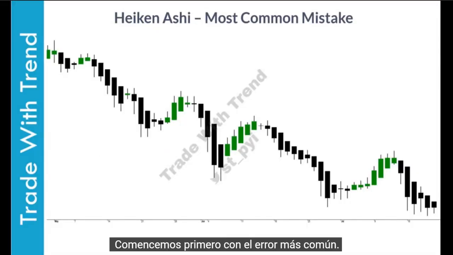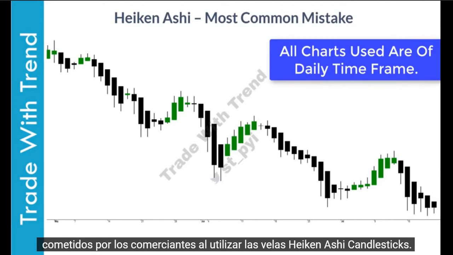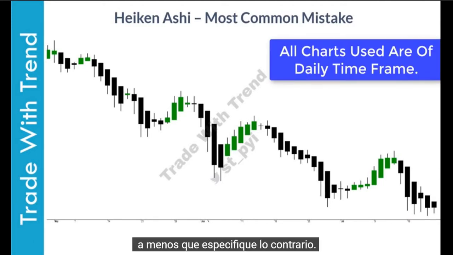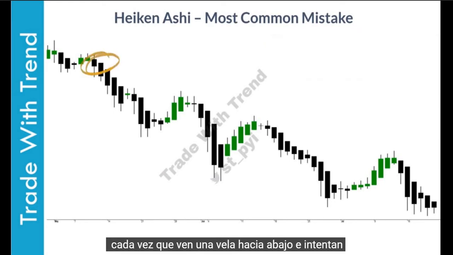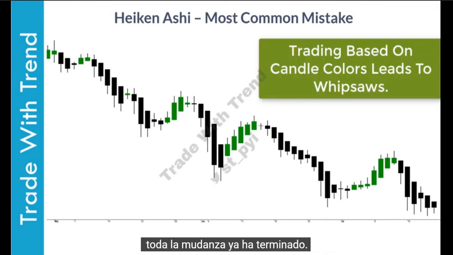Let us first begin with the most common mistake committed by traders when using Heikin Ashi candlesticks. All charts used in this video are of daily time frame unless I specify otherwise. Look at the chart in front of you. Traders here attempt to go short whenever they see a down candle and they attempt to buy whenever they see an up Heikin Ashi candle. This approach is not right and it leads to more whipsaws, as by the time a trader buys or shorts, the entire move is already over.